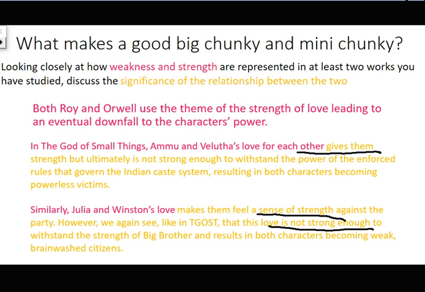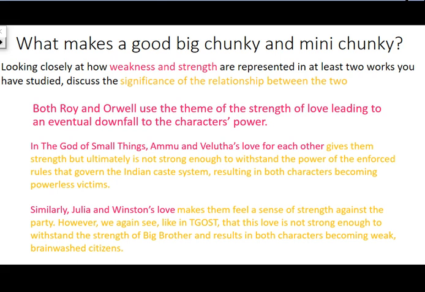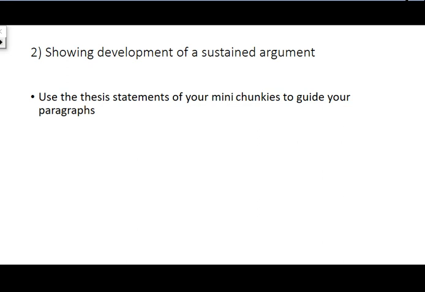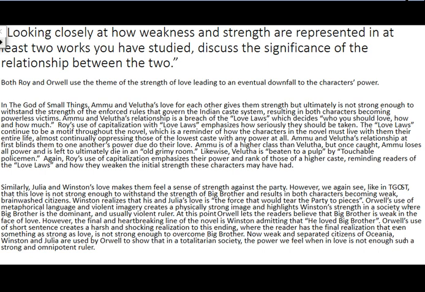So what we need to do in order to show development is to support that argument with our evidence, and that is what it means by showing development. Obviously it kind of means writing enough as well, so you need to make sure you write enough. But using your thesis statements of your mini chunkies to guide your paragraphs. So I've written the paragraphs out for you, and hopefully you can see how that argument is developed by the evidence. I'm not going to read them out to you because you're probably sick of hearing my voice, but you can pause the video now and read them for yourself.